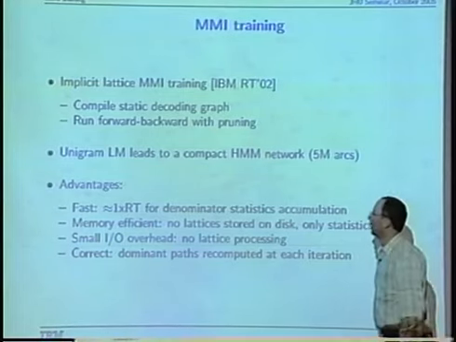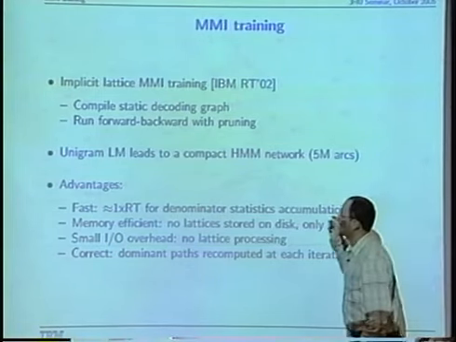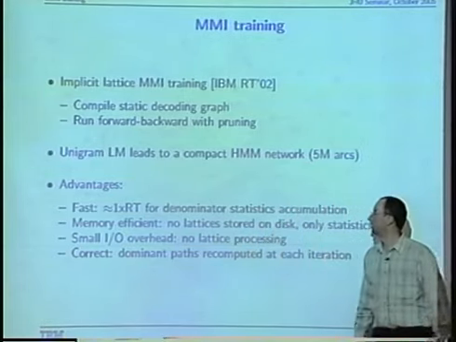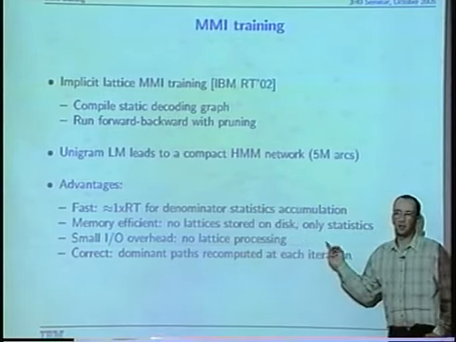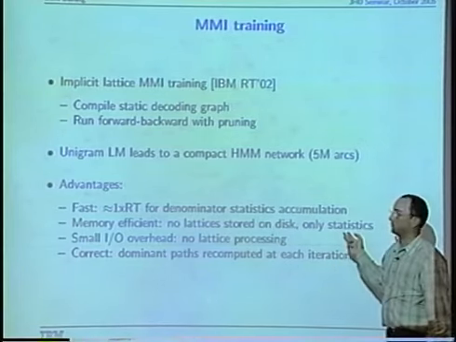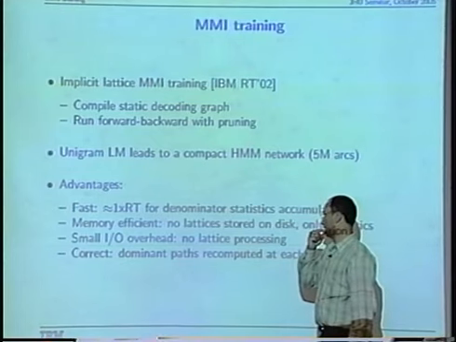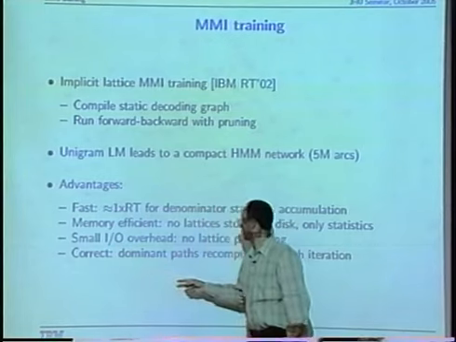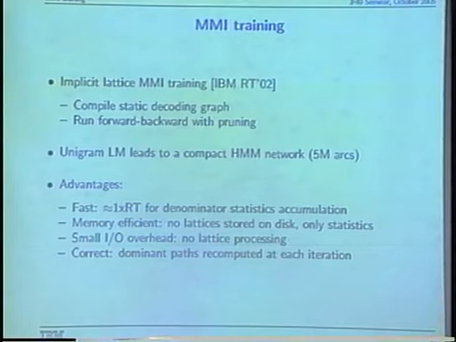Okay. So here I gave a couple of advantages. So it's relatively fast, although it's of course slower than if you had the lattice explicitly written to disk. But the big advantage is the memory efficiency. You don't have to store lattices on disk for 2,300 hours. Okay, and that saves you something like 100 gigabytes. So that's quite significant. And then you don't have I/O overhead, and you can also argue that it's more correct because the dominant paths or the lattice is recomputed after each update of your models.